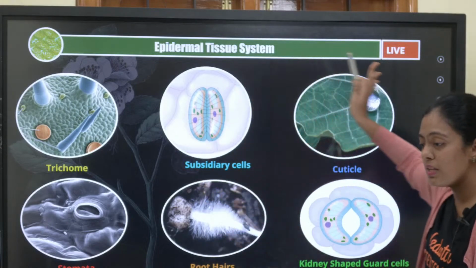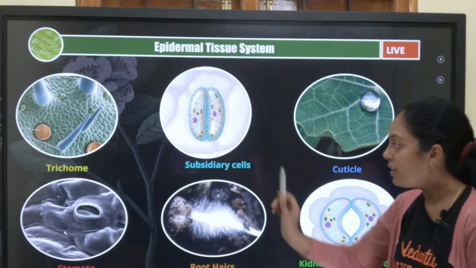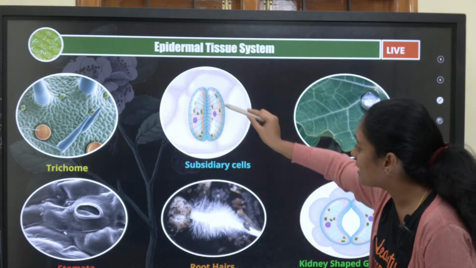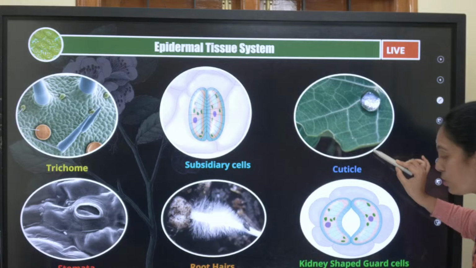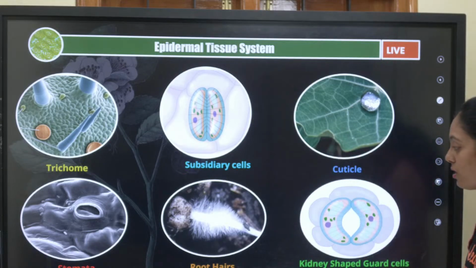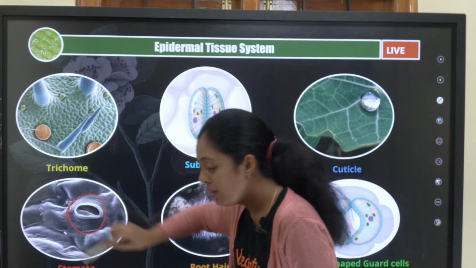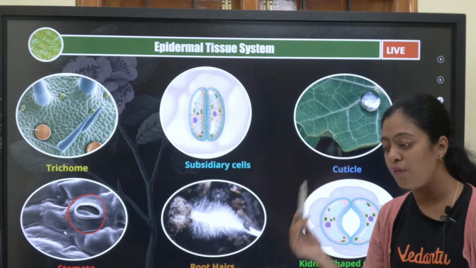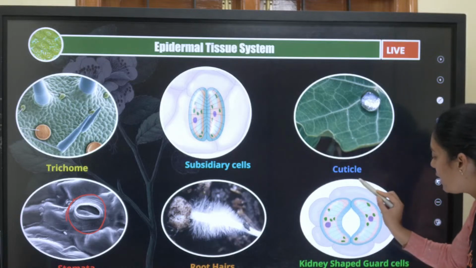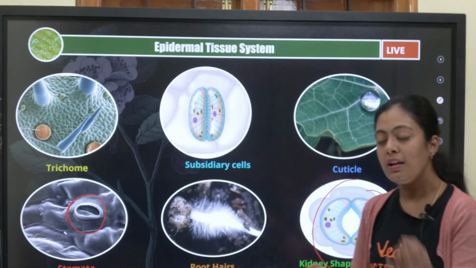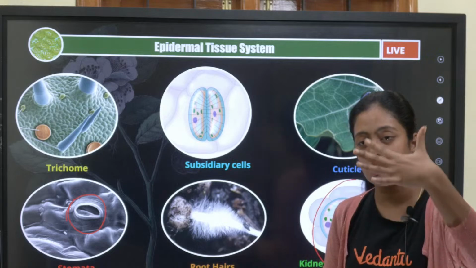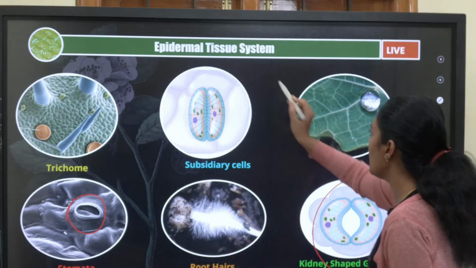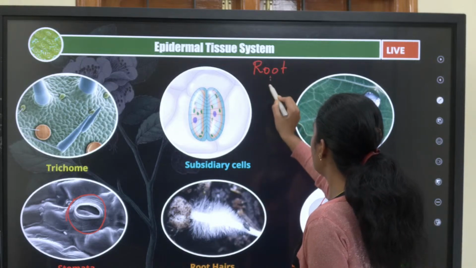These are all the types of cells in your epidermal tissues: trichomes, stem hairs, subsidiary cells. Where are they present? They are present surrounding your guard cells. Then you have cuticle, which prevents excessive transpiration. Then you have stomata. And you have root hairs, which increase the surface area of absorption. This is very important, children. And you have guard cells. Trichome, subsidiary cell, cuticle, guard cell, stomata, and root hairs present in your root. And one more thing, children, in my root there is no cuticle.